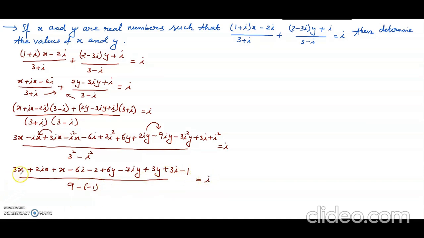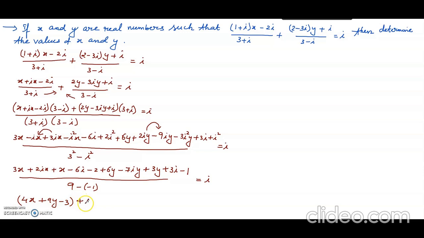Now what best we can do is, we can separately add up the numerators where we have real terms. 3x plus x is 4x. We have 6y plus 3y is 9y. Then constant terms minus 2 and minus 1, minus 3. So these are the real terms, where we don't have i.